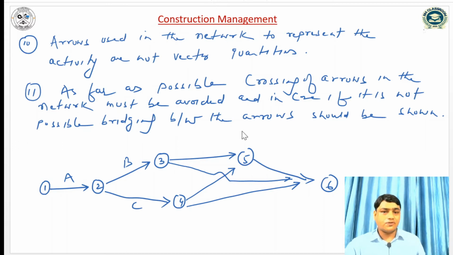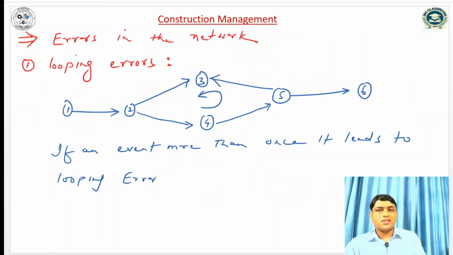So we have to avoid crossing in the network, but if it is not possible, if we are unable to draw the network, then bridging is provided. Like here, we can see that from 3 to 6 there is a bridge, but we should avoid these things. So what are the various types of error in the network diagram?